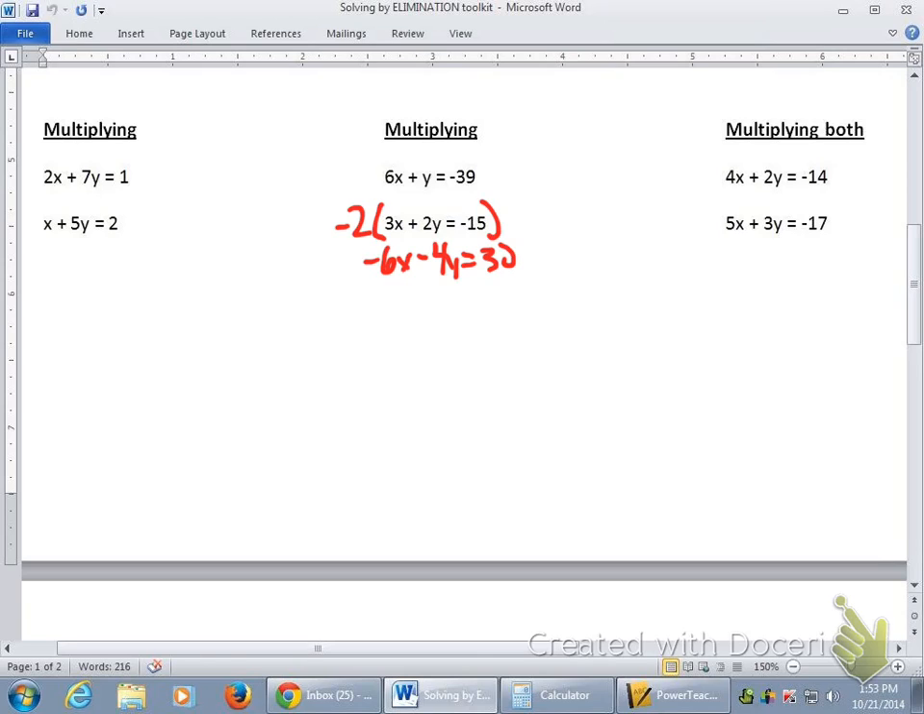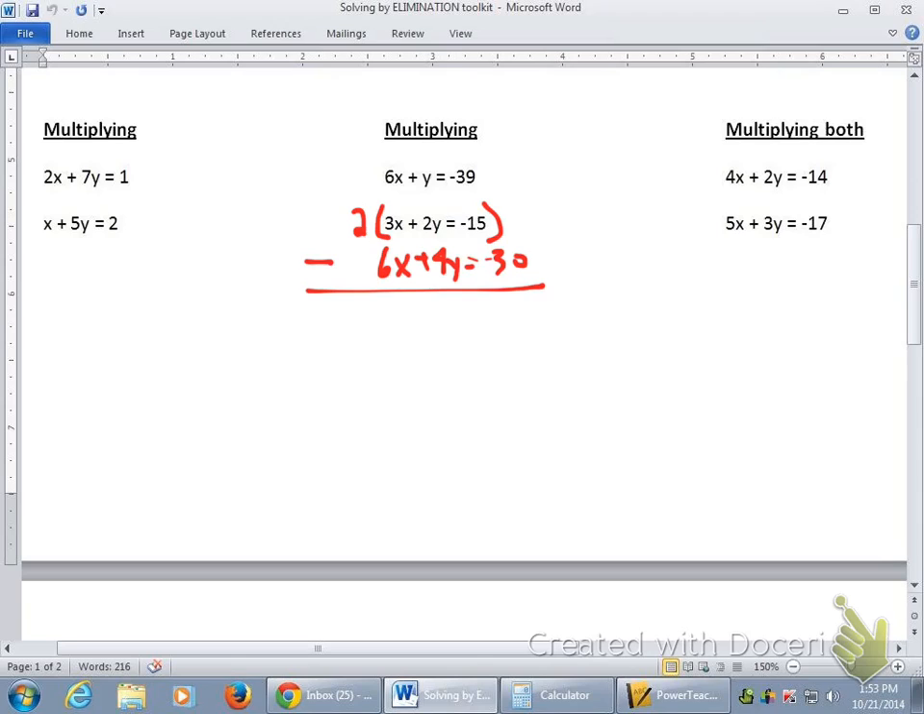Okay, all we're doing here. Alright, so we notice on this one, if I multiply the bottom times negative 2, you can see that you will have opposites here, and then it is totally solvable. But I could also multiply it times positive 2, and this time I could subtract them, and that's just the flexibility that you have. So that's multiplying the bottom.